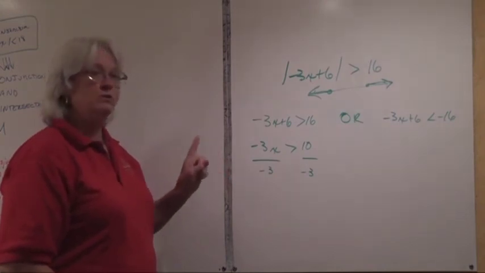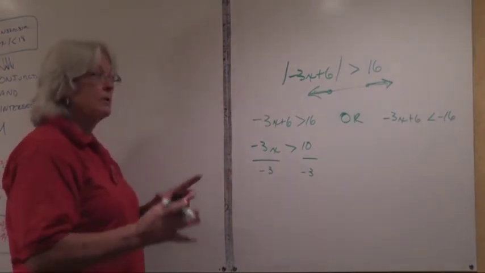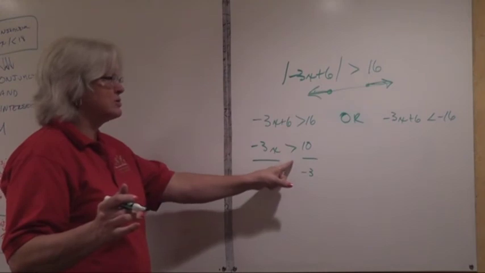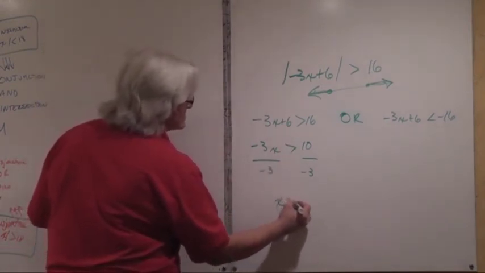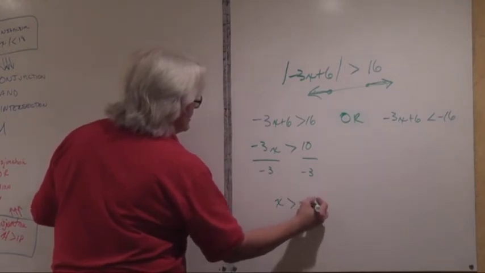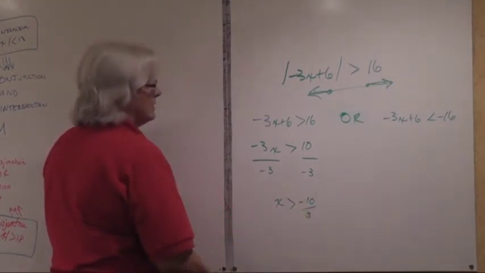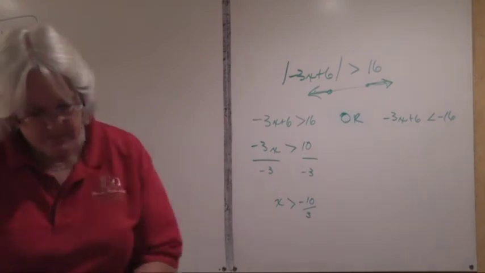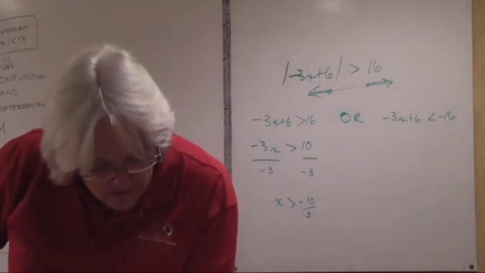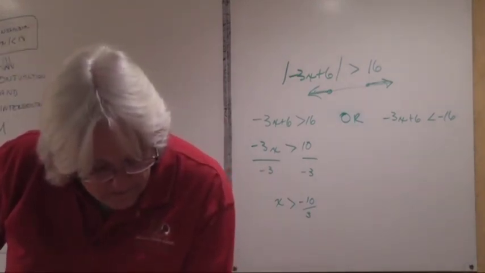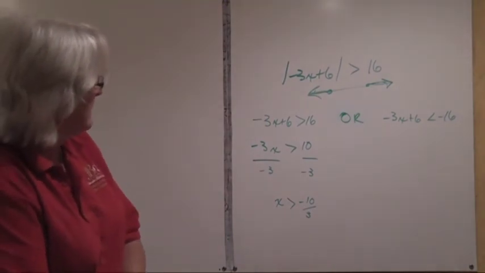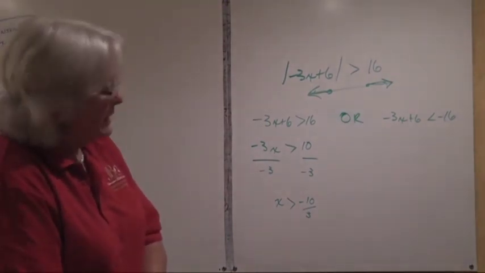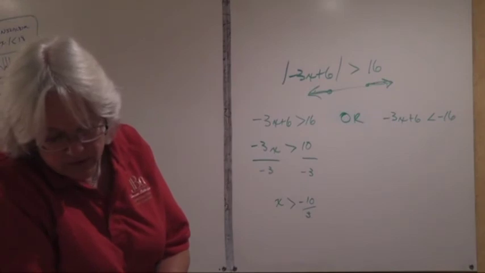What happens when you divide by a negative number? The direction of the inequality symbol changes. So you have x is less than negative 10/3. Okay. X is less than negative 10/3.